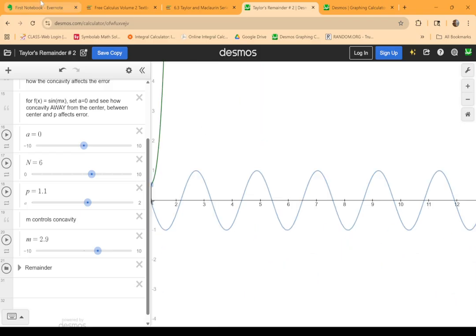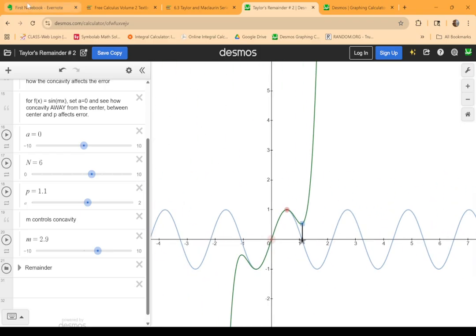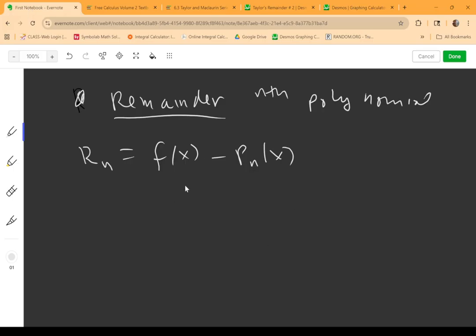But that's exactly what this equation is telling you. The nth remainder can be described as the difference between the function value and the approximation of the function at whatever x value we're using, with the nth polynomial.